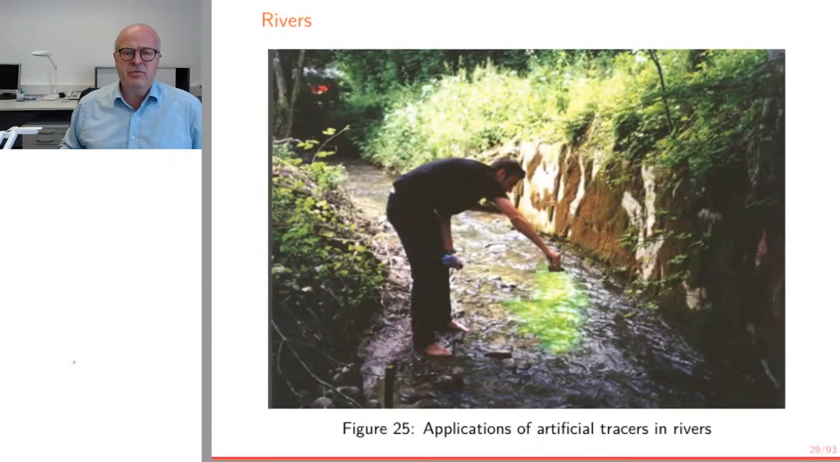This is an example of an injection into a small creek or small river by Jochen Wenninger, if I'm not mistaken. And this is to study simply the velocity of flow, but also the dispersion, or to do a discharge measurement in an irregular channel. Because try to measure discharge here with a propeller. Very difficult, I would say impossible, because it's too shallow. However, if you add tracer, you can do a nice measurement of the discharge in this very shallow channel easily with your tracer.